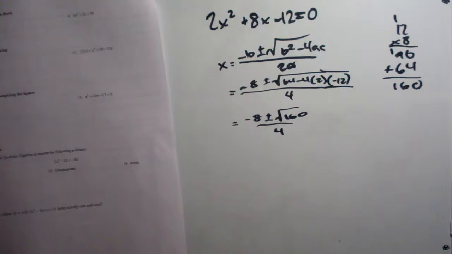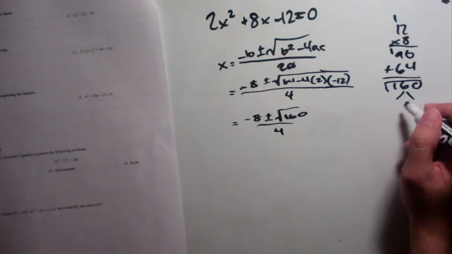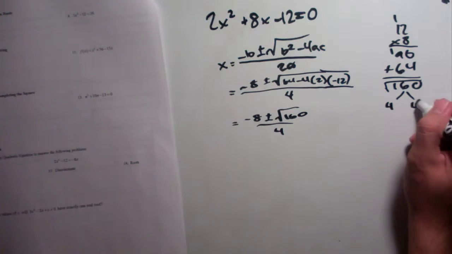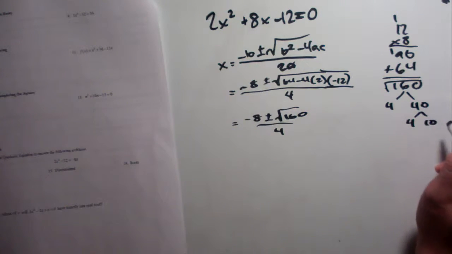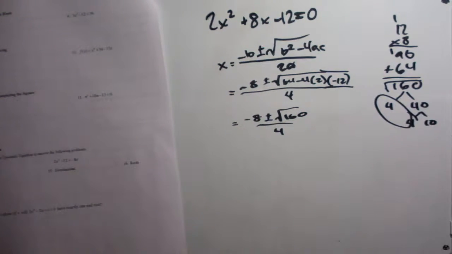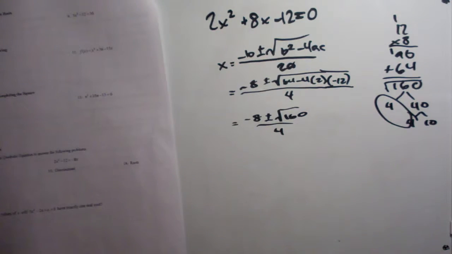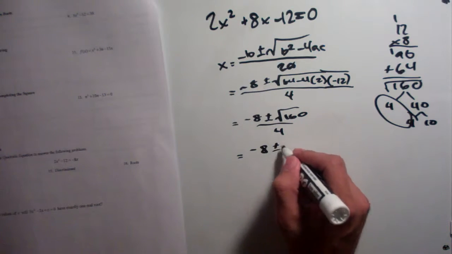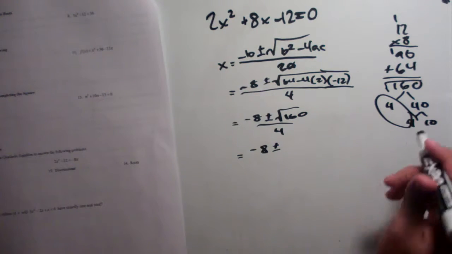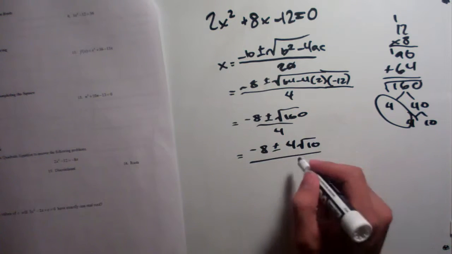160 can be simplified as a square root, so we have to use a factor tree. What can go into this? It could be 4 and 40. 40 can be broken up into 4 and 10. We have pairs here. Actually, 4 can't be broken up further, and 10 can be broken up into 2 and 5, but those will be individual numbers. So this can be broken up into negative 8 plus or minus, since I can take out the 4s, it'll be 4 radical 10 divided by 4.